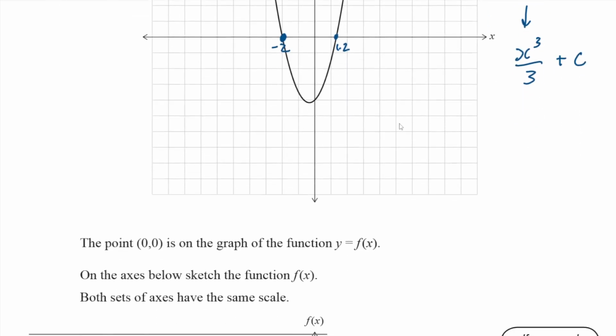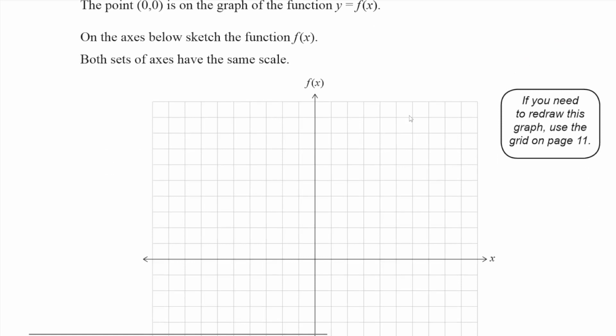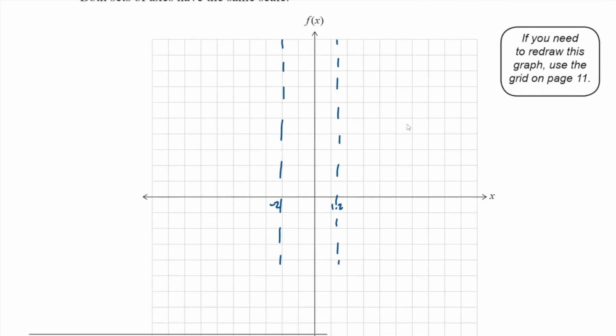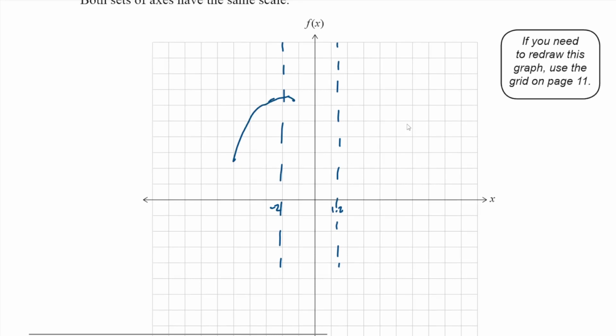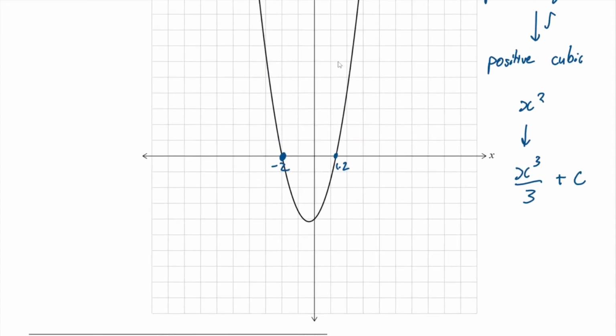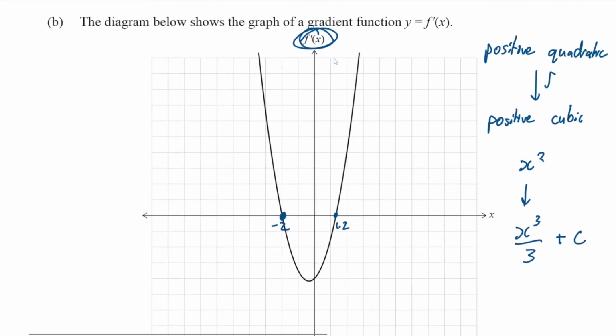So on our original function, in line with those x values, so at minus 2 and about 1.2 approximately, we need our turning points, because the turning points have a gradient of 0. Cool, so that's some key information. What else do we know?